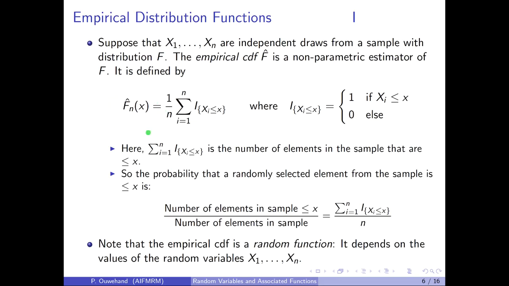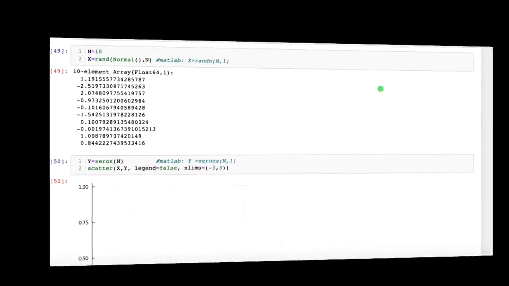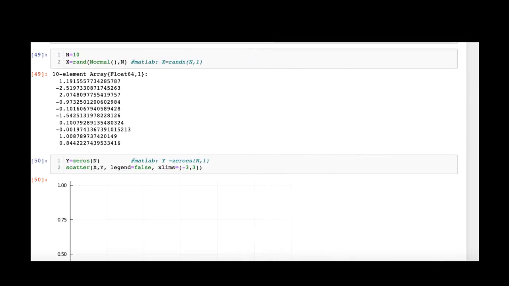Note that the empirical CDF is a random function because it depends on the values of the random variables x1 up to xn. If you draw a different sample from the same distribution, you will get a different empirical CDF. The empirical CDF will typically approach the true CDF as the number of sample points, n, increases. Let's make this concrete with an example.